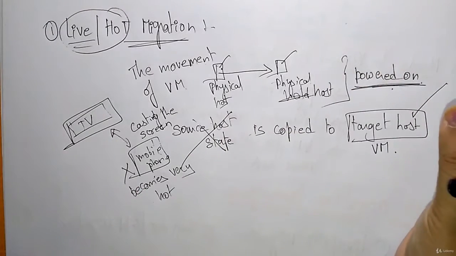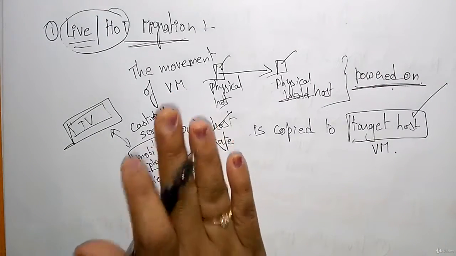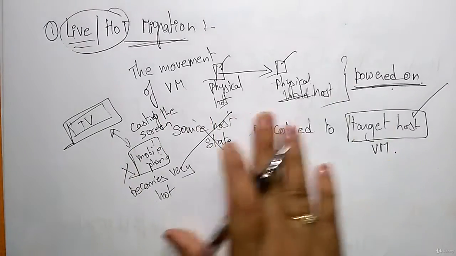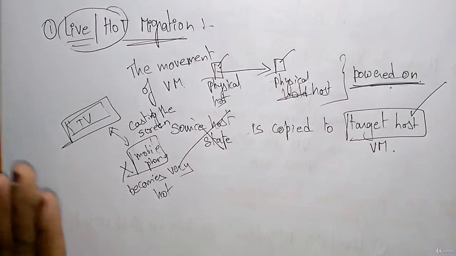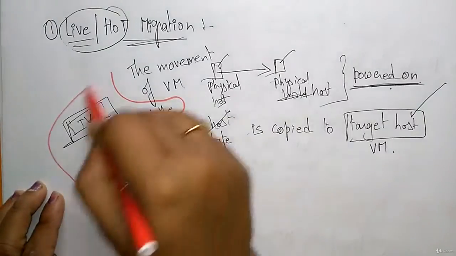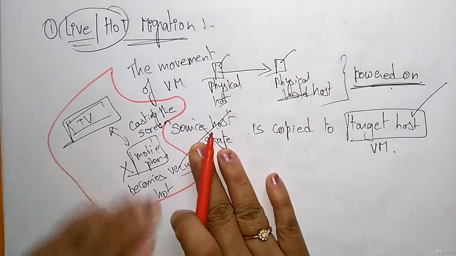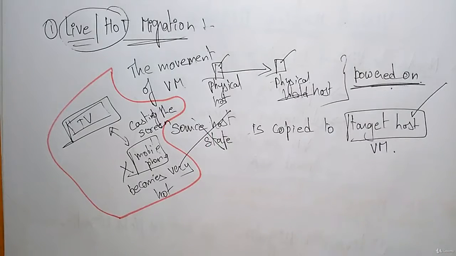If you talk about the system, the movement of virtual machines from one physical host to another while being powered on, then you call it a live or hot migration. The thing you have to remember is that migration is nothing but a movement, so don't be confused. This is the example I told: whenever you are casting everything on the TV, it becomes very hot. That's why it is called live or hot migration.